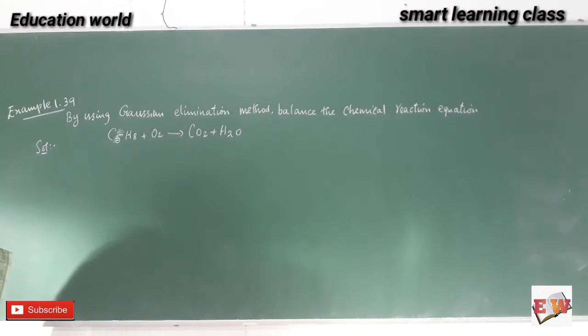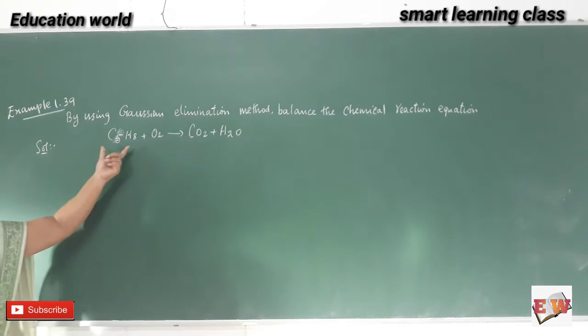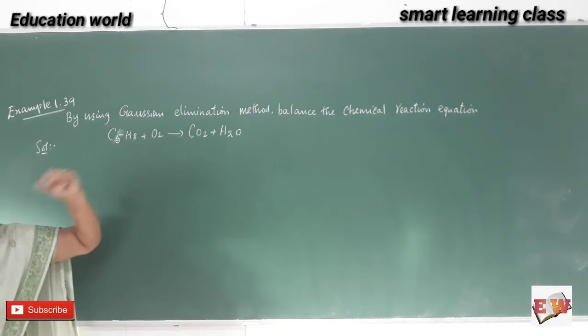Let us see example 1.39. By using Gaussian elimination method, balance the chemical reaction equation. They gave one chemical reaction to us. We have to balance the equation. What is balancing? Here this is LHS, that is known as RHS.